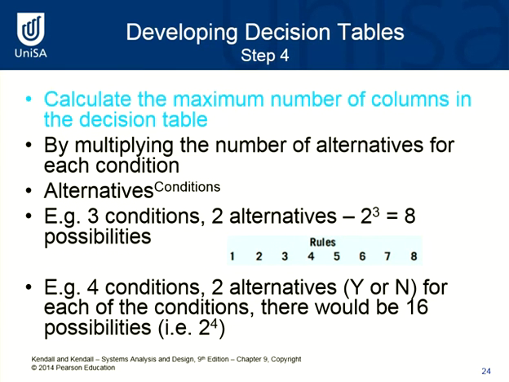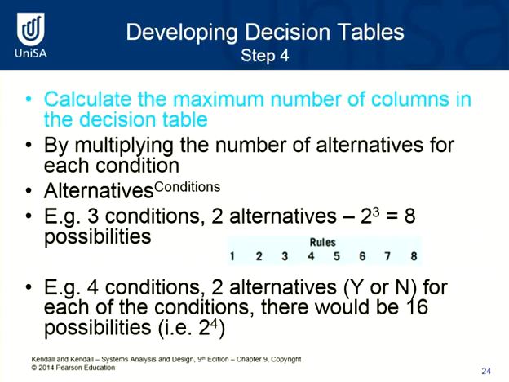Step four is where we calculate the maximum number of columns in the decision table. So how many columns do we need to have in the top right-hand quadrant based on the conditions? The way you work that out is you look at the number of alternatives, which is two alternatives in this case, yes and no, and the number of conditions that you have, three in this scenario. So the alternatives is yes, no, which is two. The conditions is three, because we had three conditions or three questions being asked.